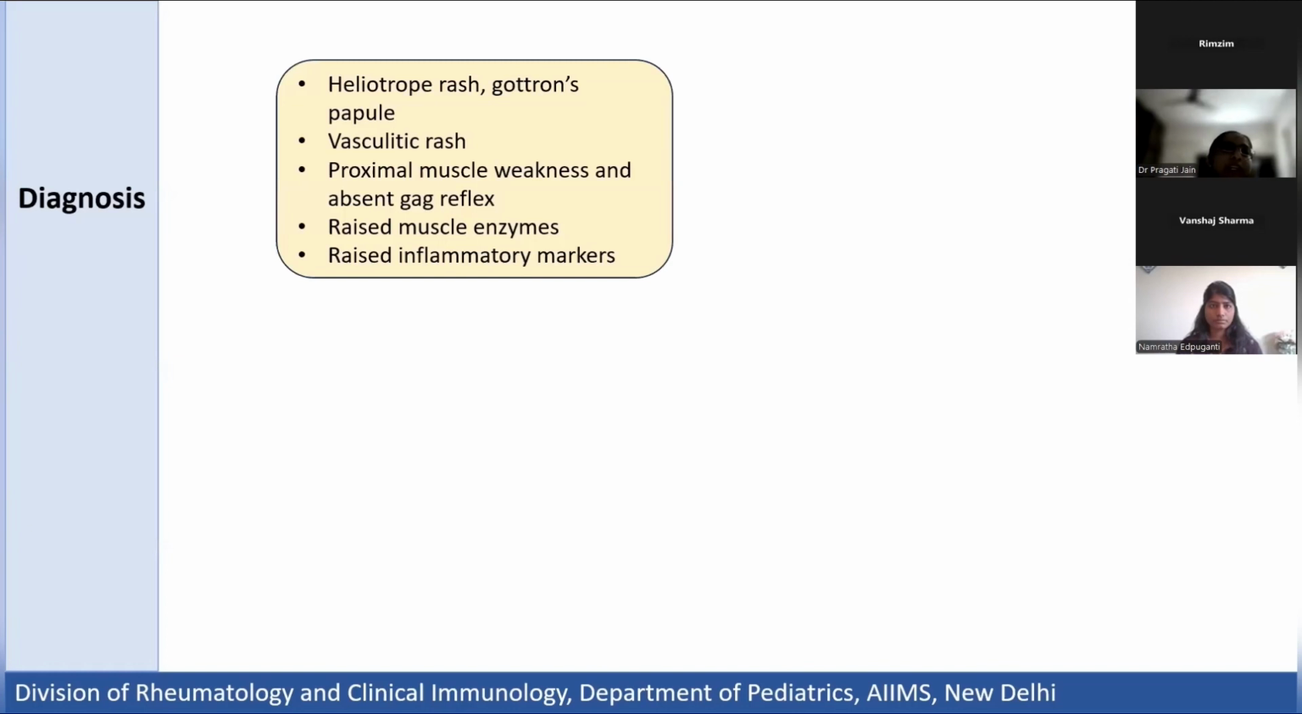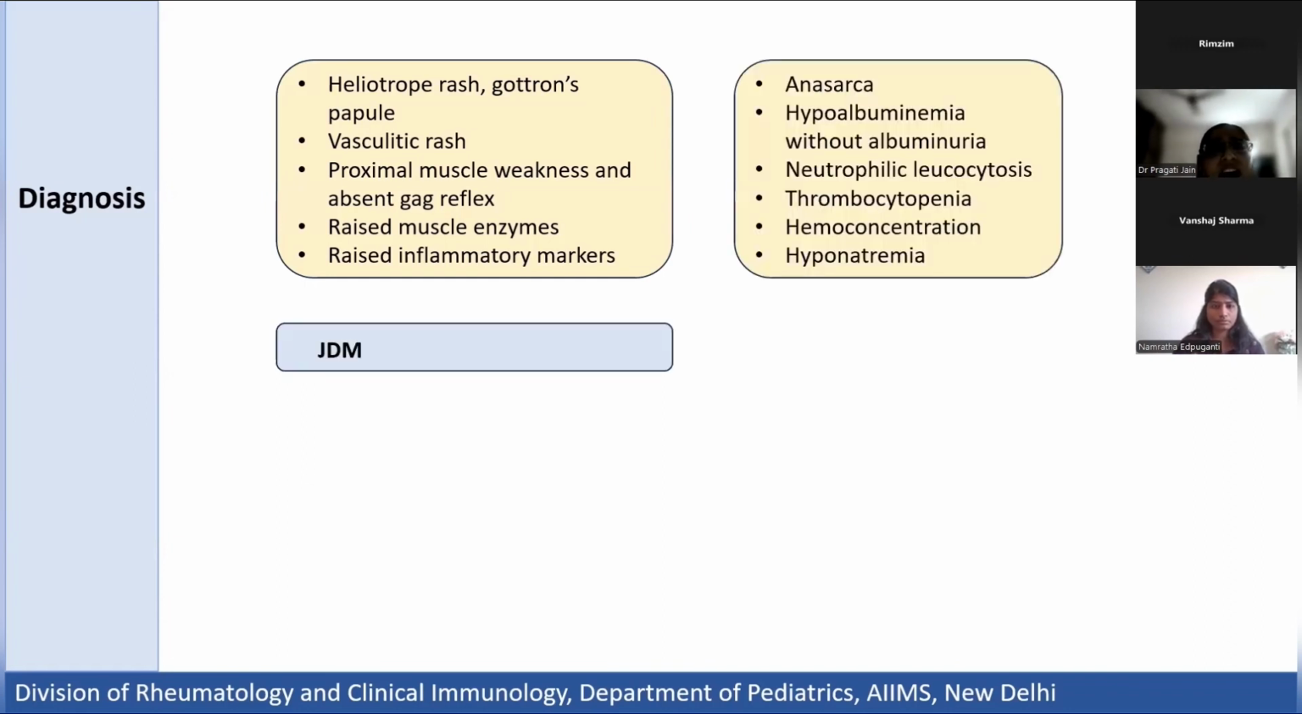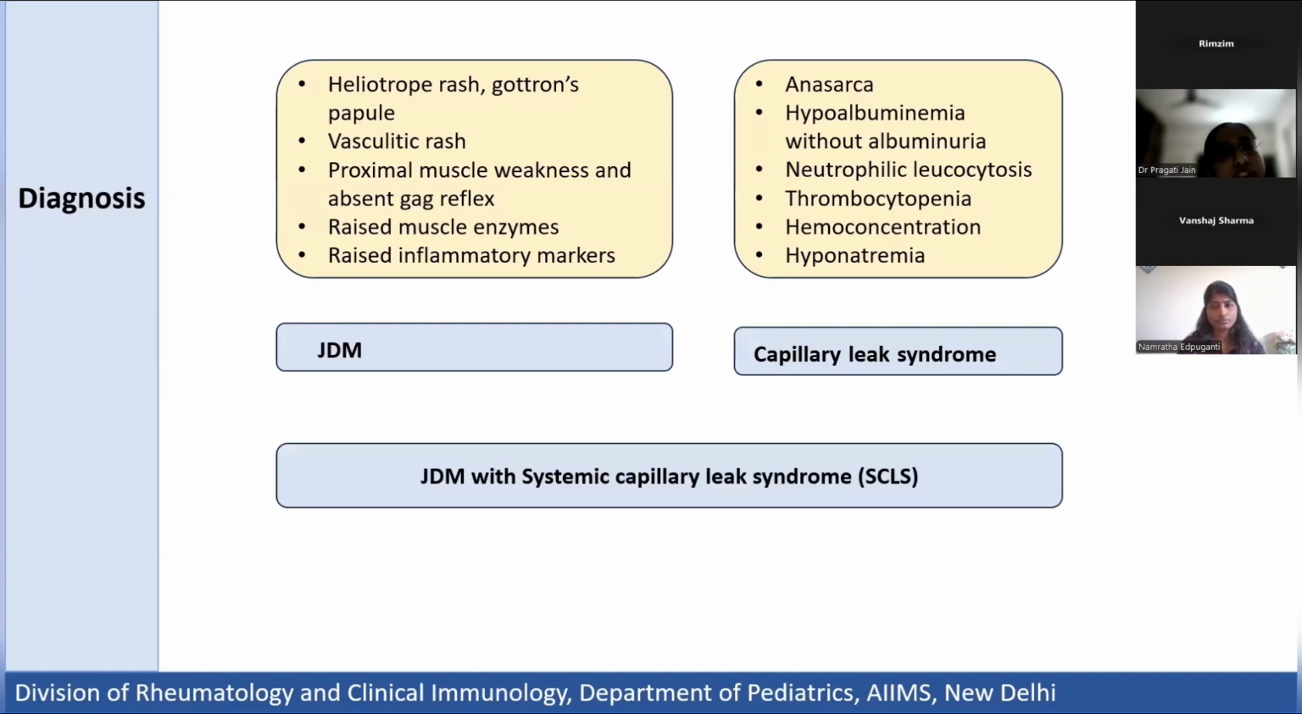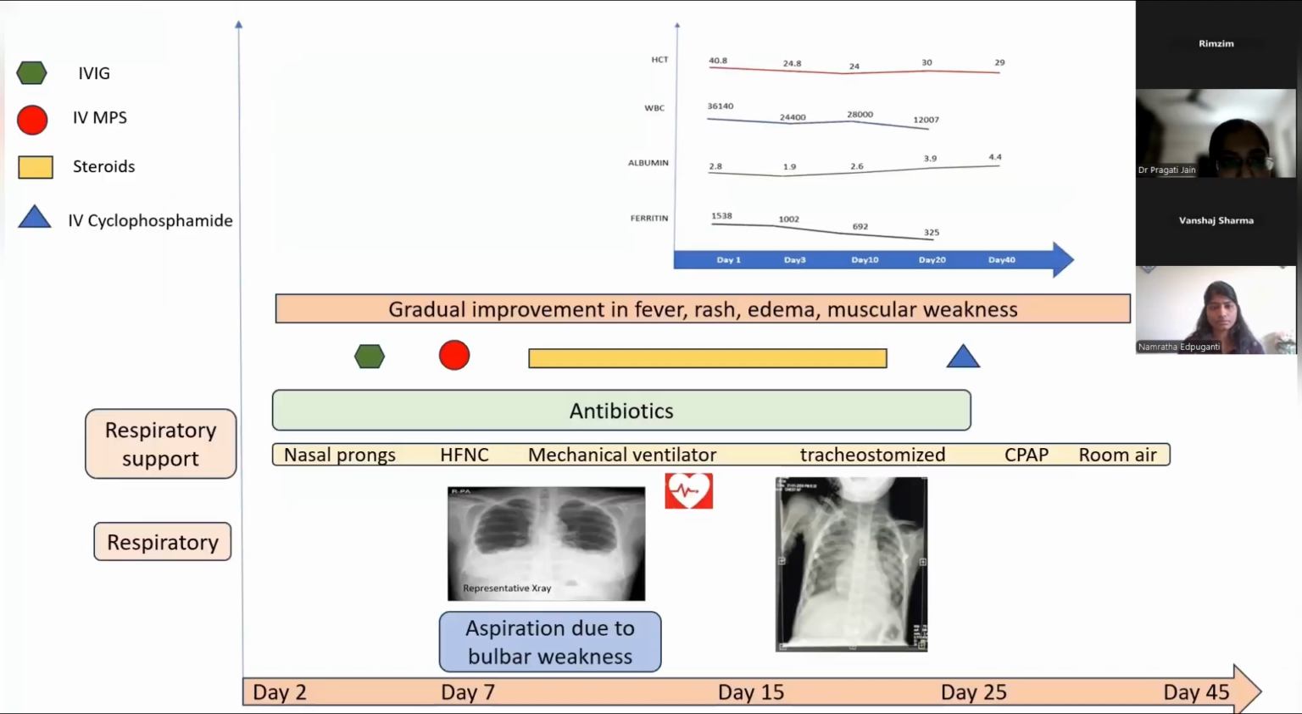So, considering the heliotrope rash, Gottron's papules, and proximal muscle weakness, the diagnosis of JDM was evident. But ANASARCA, hypoalbuminemia, neutrophilic leukocytosis, thrombocytopenia, hemoconcentration, and hyponatremia suggest third space loss. So why this third space loss in JDM? We thought of the possibility of JDM with a very rare presentation of systemic capillary leak syndrome.